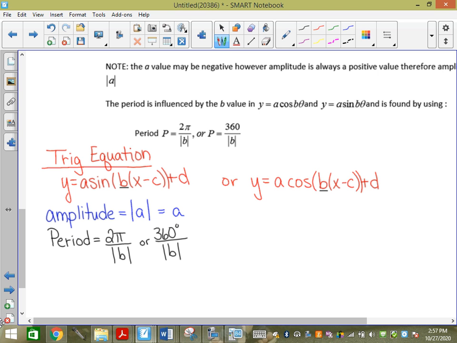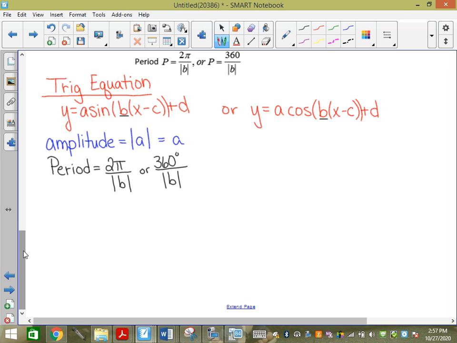So we can either do the formula like this, 2 pi over the absolute value of b, or indirectly what that means is 2 pi times the horizontal stretch factor. Why would that be? Because if you're dividing by b, that's like multiplying by 1 over b. Correct? It's the same thing. That just looks awful, so that's why they don't write it that way, because you're multiplying by the horizontal stretch factor.